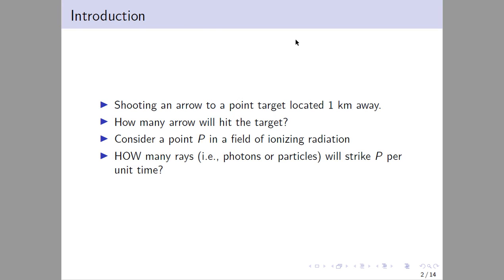If we shoot an arrow at a point target located 1 kilometer away, how many arrows will hit the target, or how many will miss the target? If we consider a point, this is a point target in the field of ionizing radiation. So how many rays will strike P per unit time? Even if they do not strike P, they can also affect the energy of this molecule P.